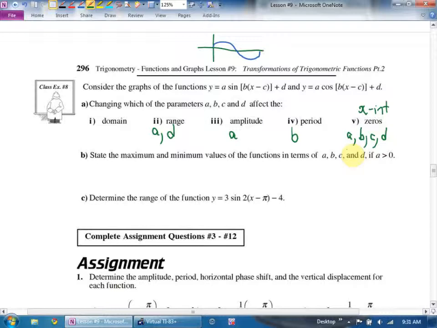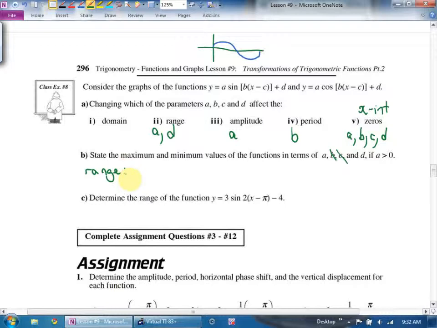State the highest and lowest values of the function in terms of A, B, C, and D. So they want high values. That's X. That's X. I'm not even going to look at those. They're talking about vertical here. What they're really saying is, tell me the range. Okay? For sine and for cosine, here's the range.